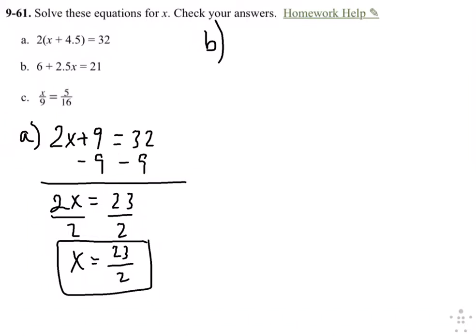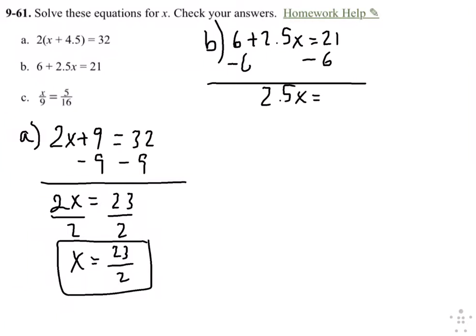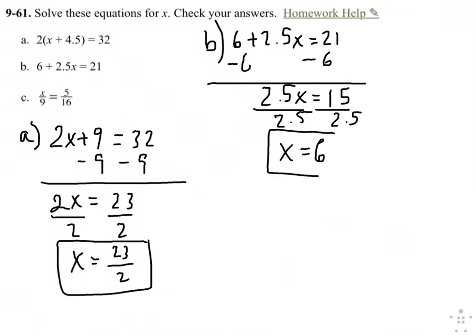B, we get 6 plus 2.5x equals 21. We subtract 6 from both sides, right? We get 2.5x equals 15, right? Divide both sides by 2.5. And x, for this one, how many times does 2.5 go into 15? It goes in 6 times, right? So x equals 6.